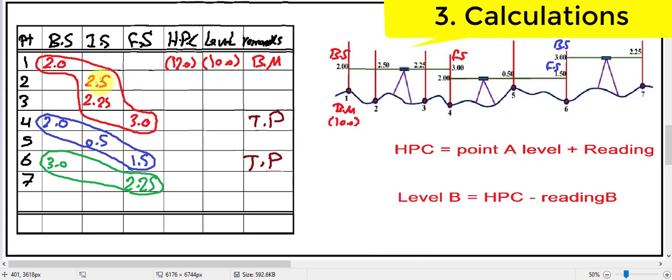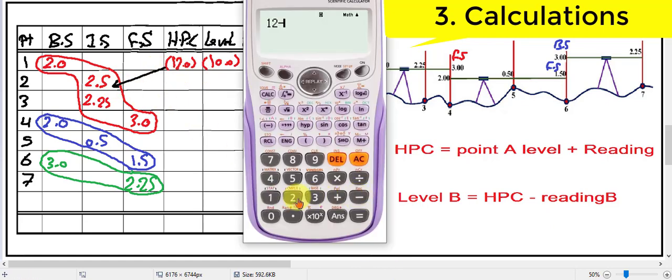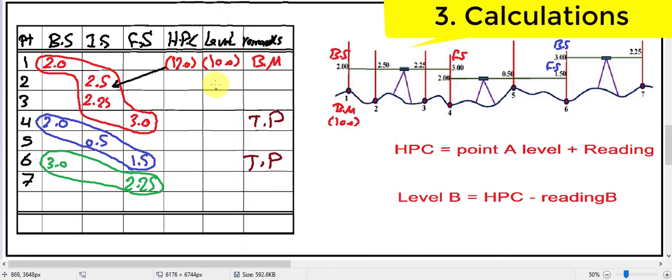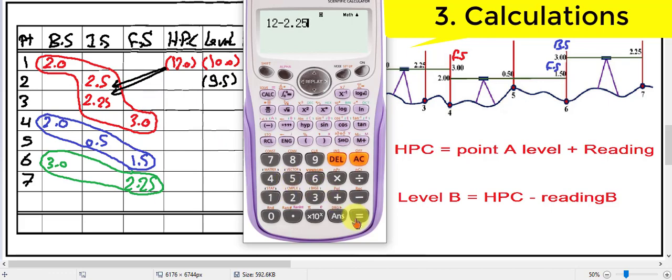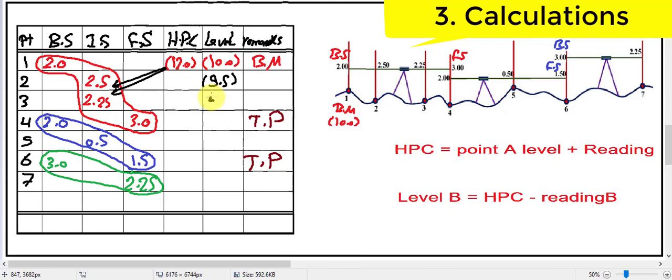So if we want to calculate the level of point 2, it will be HBC minus the reading on point 2. So HBC minus 2.5, 12 minus 2.5, will be 9.5 meters. So here 9.5 meters. 12 minus 2.25 will be 9.75 meters. 12 minus 3 meters will be 9 meters.